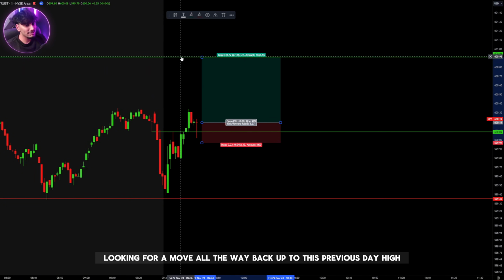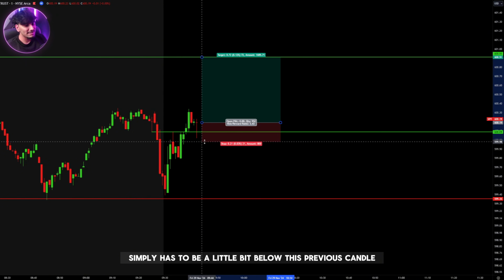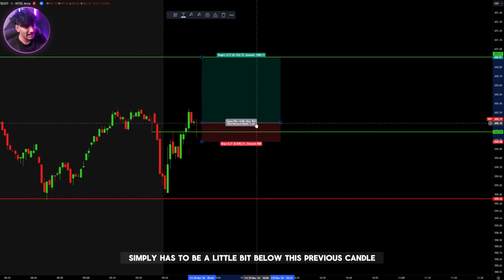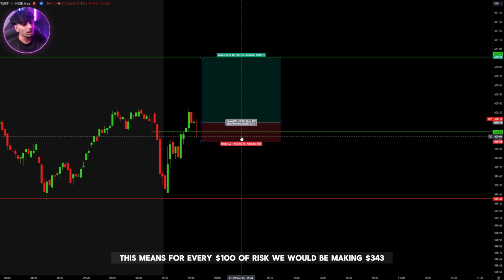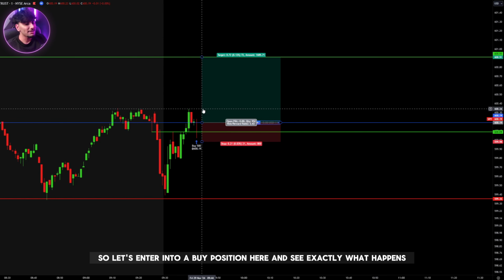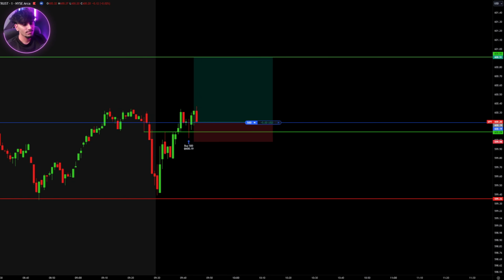way back up to this previous day high or this all-time highs, and our stop loss in this scenario here simply has to be a little bit below this previous candle, which is a 3.43 risk to reward trade. This means for every $100 of risk, we would be making $343. So let's enter into a buy position here and see exactly what happens.